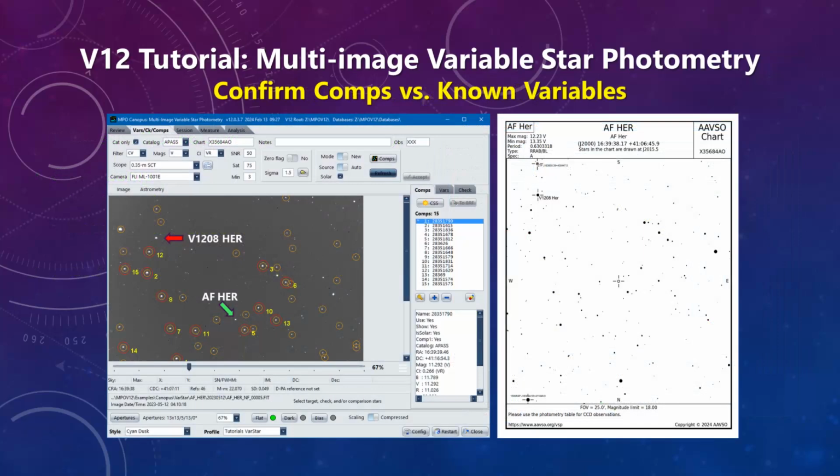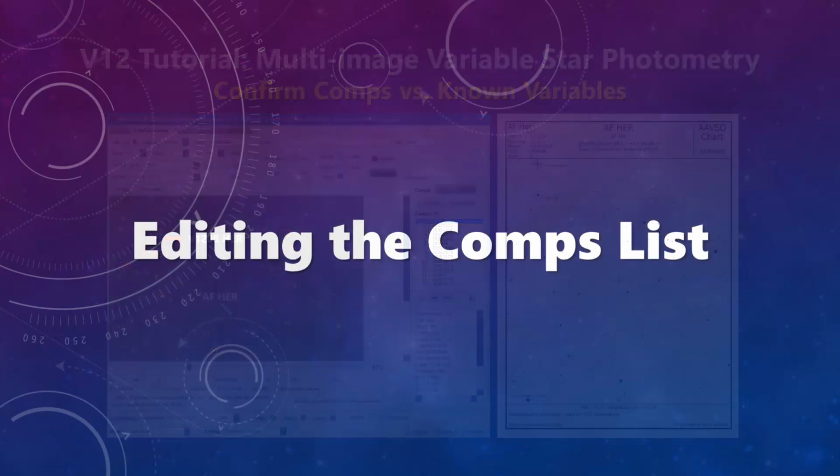On the right is the finder chart generated by the AAVSO website when trying to create a batch reference file. Locate AF and V1208 Herculeum on the image. The other two variables in the chart were rejected after consulting with the Variable Star Index website.